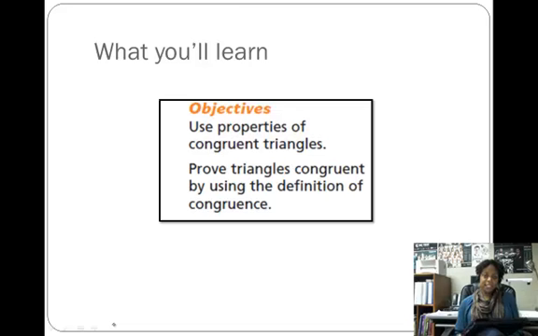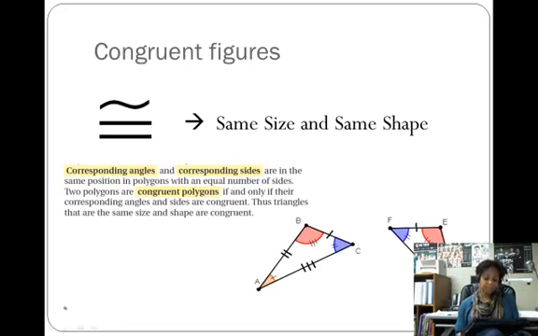In this lesson, we're going to learn how to use properties of congruent figures, and we're also going to learn how to prove that triangles are congruent using the definition of triangle congruence. So in this particular slide, all I wanted to iterate is what the meaning of congruent figures is. Congruence simply means that the figures have the same size and the same shape.